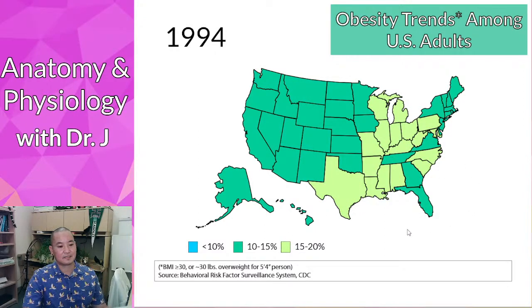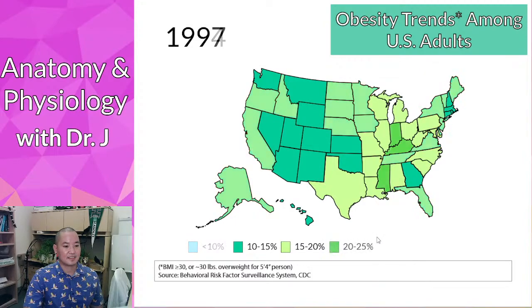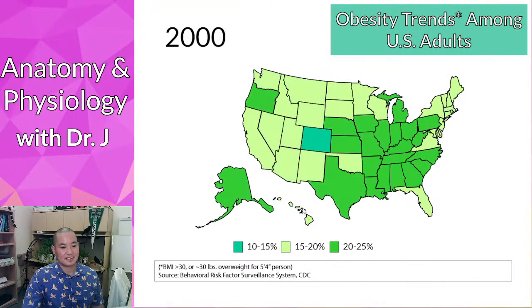So we have 1994. And then notice that in 1994, we actually had no states that had less than 10% of the population having obese BMIs. Now in 1997, we see a new category. We see that some of these states, was it Kentucky and Indiana and Mississippi, now they're entering the 20 to 25% of their population having obese BMIs. And then over here, it looks like Colorado is the only holdout for that 10 to 15%.